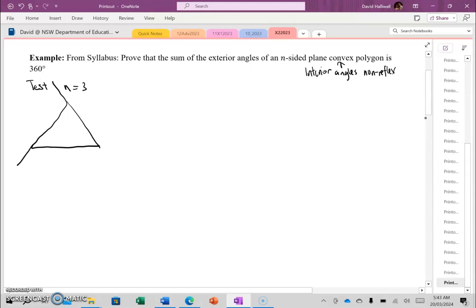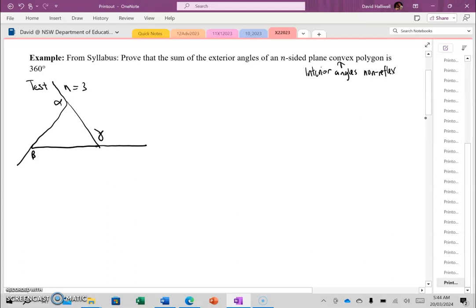Now to draw the exterior angles, I'm going to extend the sides of the triangle, and then the exterior angles are the ones that go around in the same direction and are not the straight angle bit. So I'm going to call them alpha, beta, and gamma. We're required to show that alpha plus beta plus gamma should equal 360 degrees.